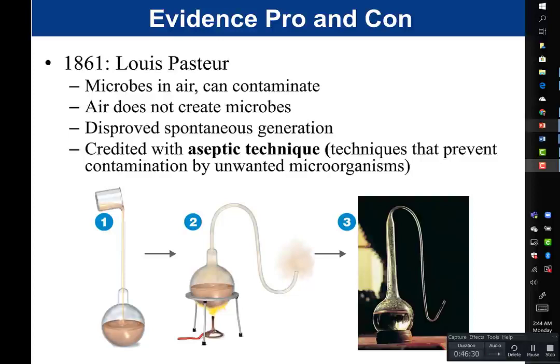Pasteur was also credited with aseptic technique. So techniques that are used to prevent contamination by unwanted microbes. And so if you think of Pasteur, you probably think of pasteurization, right? So using heat to reduce the number of spoilage microorganisms to make milk, let's say, for example, more safe to drink. And so Pasteur really revolutionized microbiology and really started to understand this aseptic technique. How do you prevent from transferring microbes from one place to another?